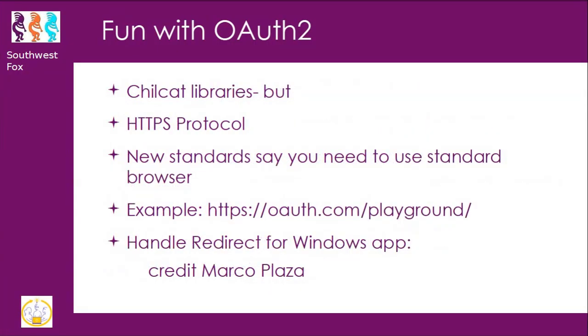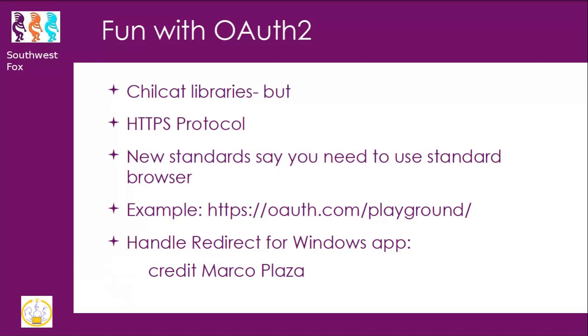There are Chilkat libraries that encapsulate a lot of the functionality, but OAuth 2 is just an HTTPS protocol. You are sending and consuming HTTPS messages. And in the old days, you had more control. You could, for example, bring up a web browser control and do all the OAuth stuff inside there. But the new standards say it's got to be done in the standard browser.